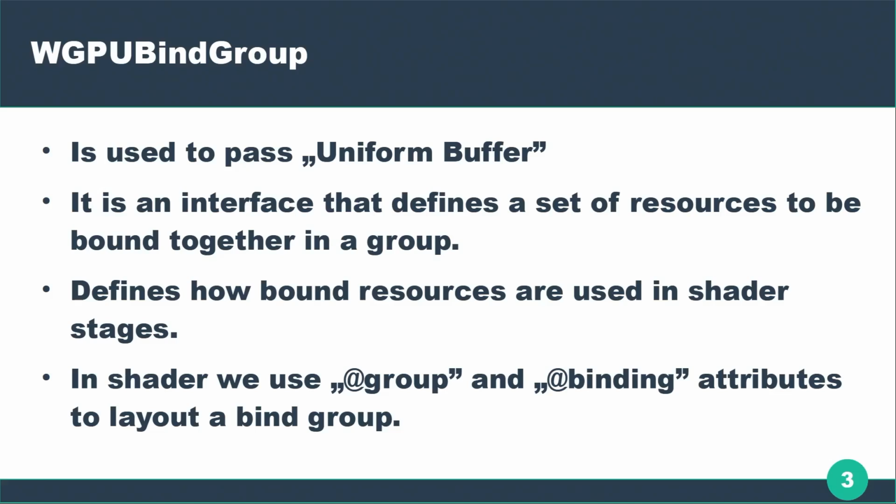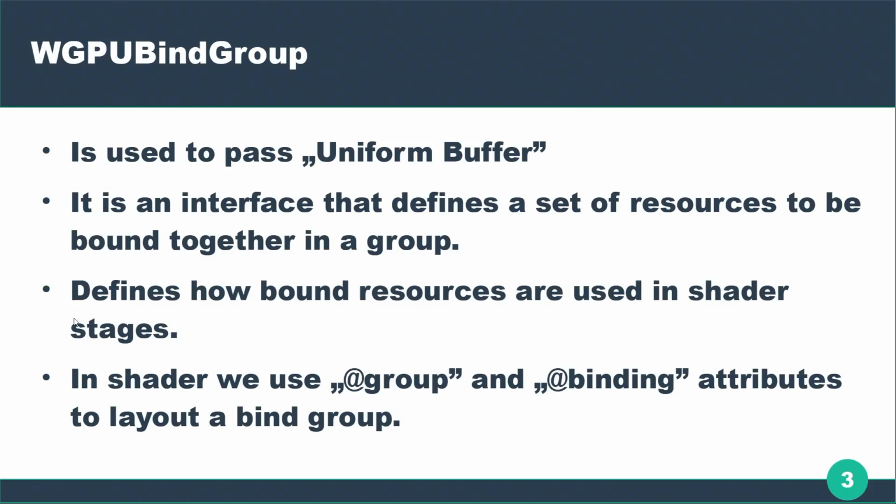This whole group, a WebGPU bind group, is an interface that defines a set of resources to be bound together in a group and then passed to the GPU and to the pipeline. It describes how resources are used in shader stages. So we can say, use this in the vertex stage, use this in the fragment stage. The resources might be a view matrix. In our case, it's the model matrix, but it might also be a perspective matrix, or a texture sampler, stuff like that.